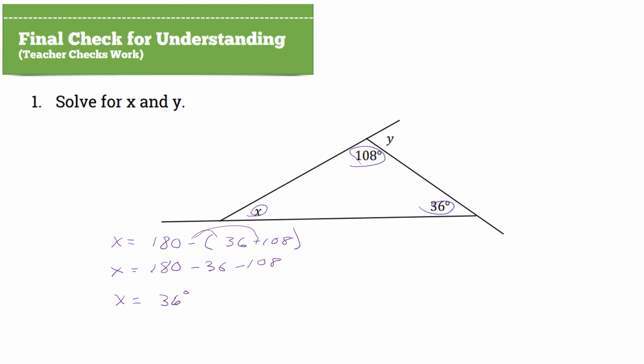And let's switch to this other kind of purple. My mom liked purple. All right, so this one and this one are supplementary, so y is just going to equal 180 minus 108. So y is going to equal, I got 72. Okay, all right, that's it for that one.